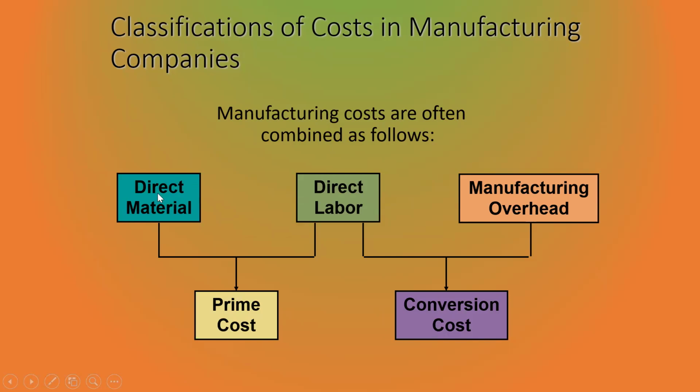So, direct material and direct labor is called prime cost. When we add direct material and direct labor, then this is called prime cost, the primary cost, the main cost. And then we have direct labor with MOH, then this is called conversion cost. When we add direct labor and MOH or factory overhead, then this is called conversion cost.